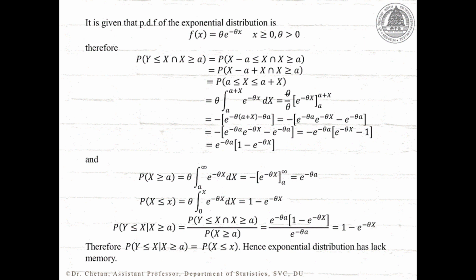After putting in the values of the different probabilities that we already calculated, this value is equal to 1 minus e raised to the power minus theta x. And this 1 minus e raised to the power minus theta x is equal to the probability of x less than or equal to small x. Hence, we can say that the exponential distribution has the lack of memory property.